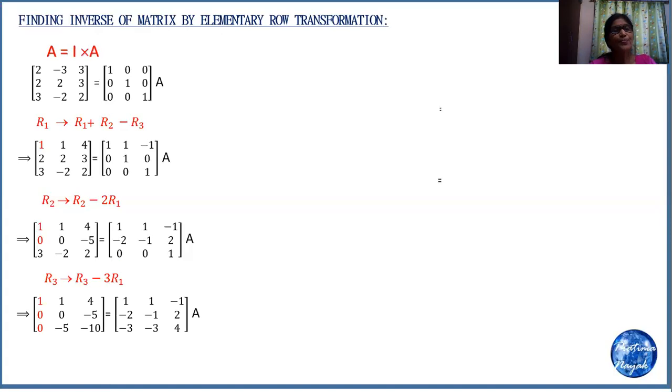The identity matrix will also be changed according to this pattern. 3 R1 means 3 into 1 will be subtracted from 0. So it will be minus 3. And minus 1 will be multiplied with 3 and subtracted from 1. So the result is 4. So we finished column 1 dropping, that means column 1 has changed. Then we'll go to column 2.